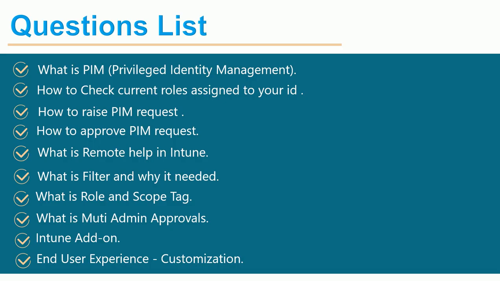So here is the question list. I will be covering all these 10 questions in this video. What is PIM, how to check the current role assigned to your ID, how to raise a PIM, how to approve it, what is remote help, filtering, role and tags, multi-admin approval, Intune add-ons, and the user experience. So let's get started with question number 1.